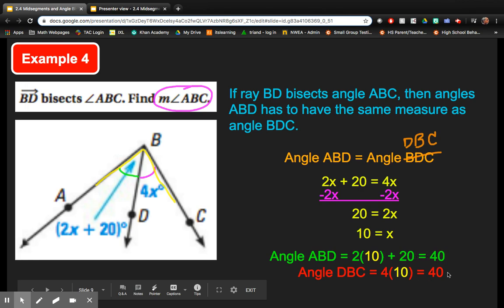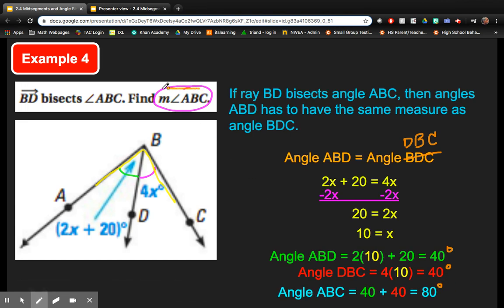And this makes me happy, the fact that both of these angles equal 40 degrees, because I want them to be the same because of angle bisectors. And I'm just going to put a little degree symbol here and here because really I should have units. And then in order to get ABC, I just need to add those together. 40 plus 40 equals 80 degrees. So the measure of angle ABC, the thing that I was looking for, is 80 degrees.